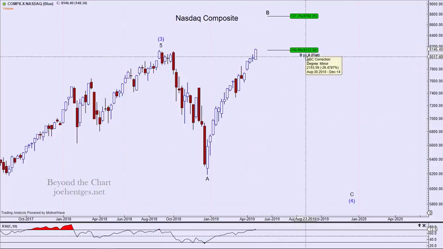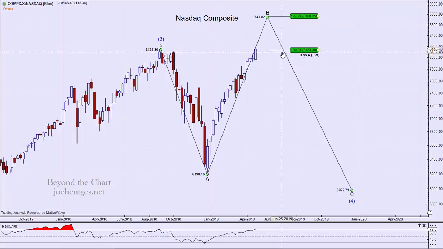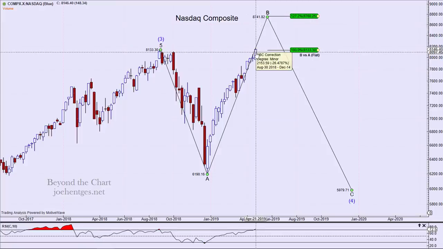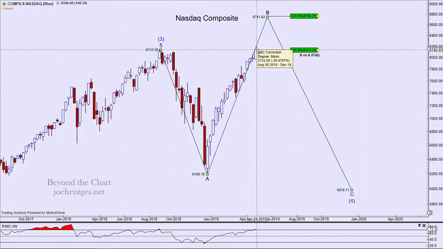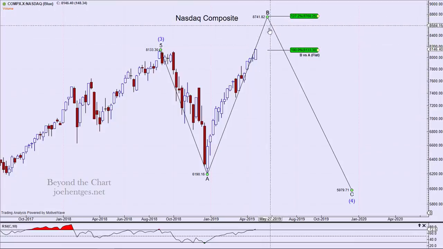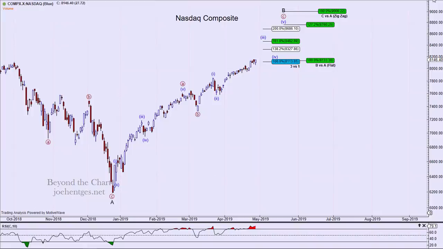Now, let's take a look at B versus A. Here is where B would equal A in terms of 100%, the equality, and that's right about where we closed this week. A little bit higher, actually. And the next threshold that I'd be looking for is 127% of A. So in my mind, as we continue to push higher, and we'll look at the daily in a minute, this would be my next target. Let's go ahead and look at that daily chart.